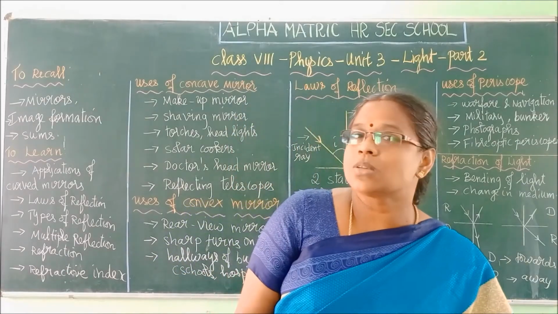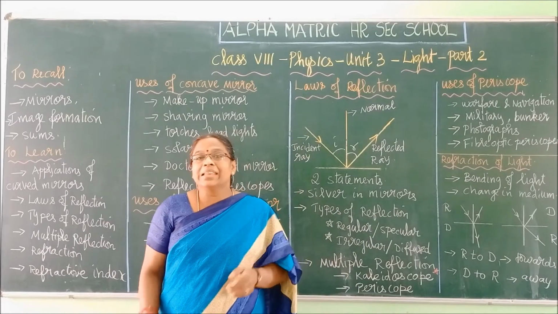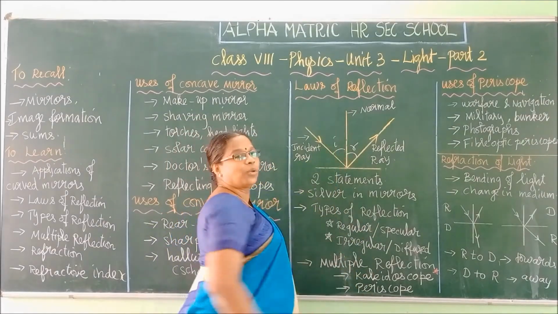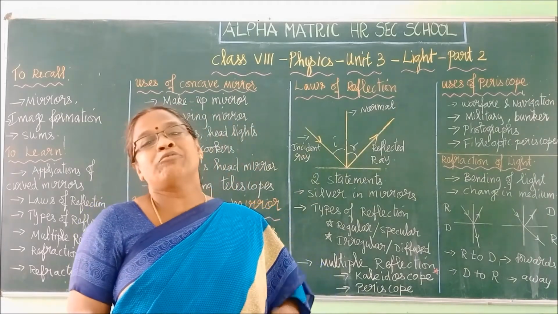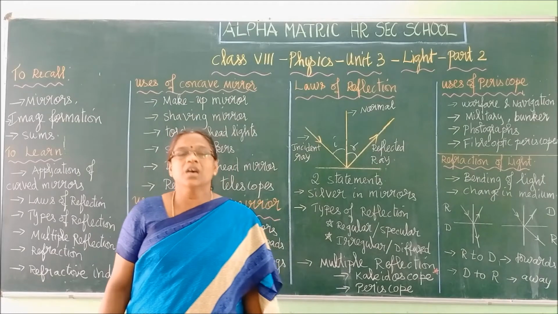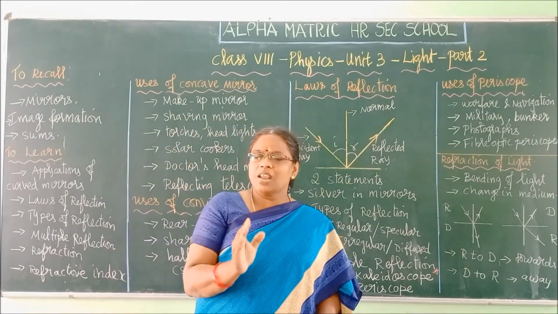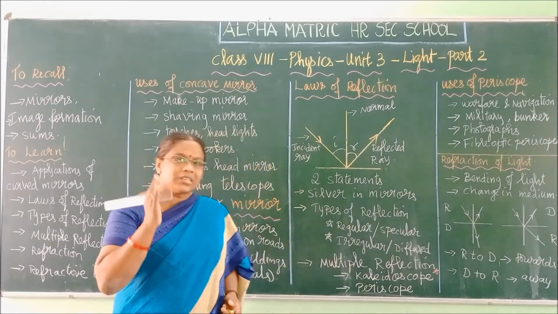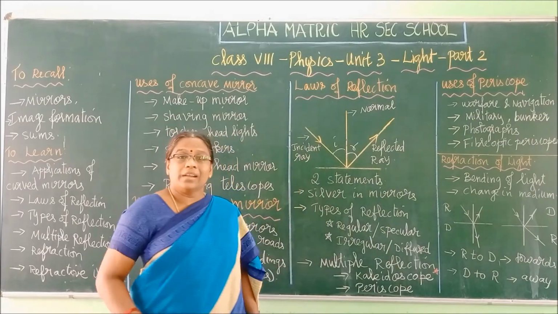So this process is called reflection. R-E-F-L-E-C-T-I-O-N. The bouncing back of light rays into the same medium after hitting a reflecting surface is called reflection. All these definitions I have given in the notes, so listen very carefully first. Now I have explained this process in a diagrammatic way.